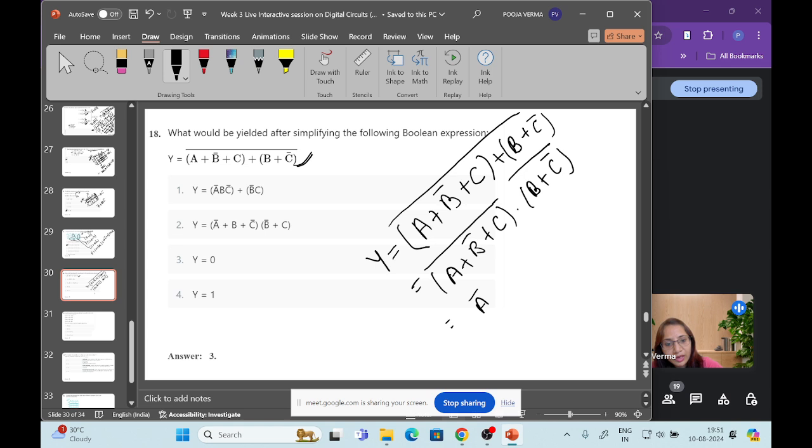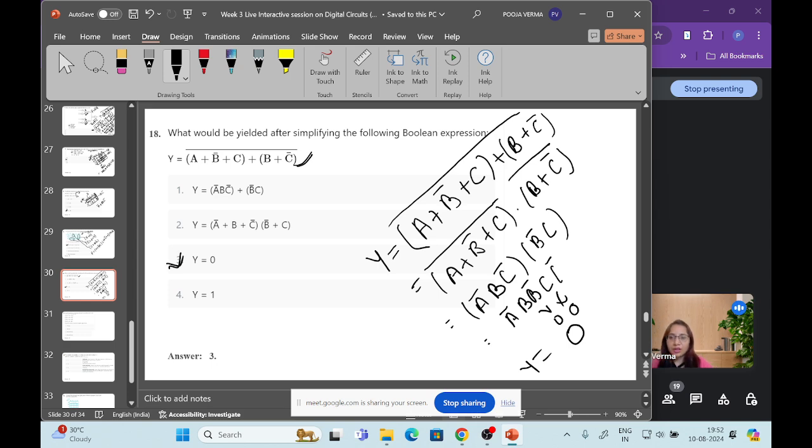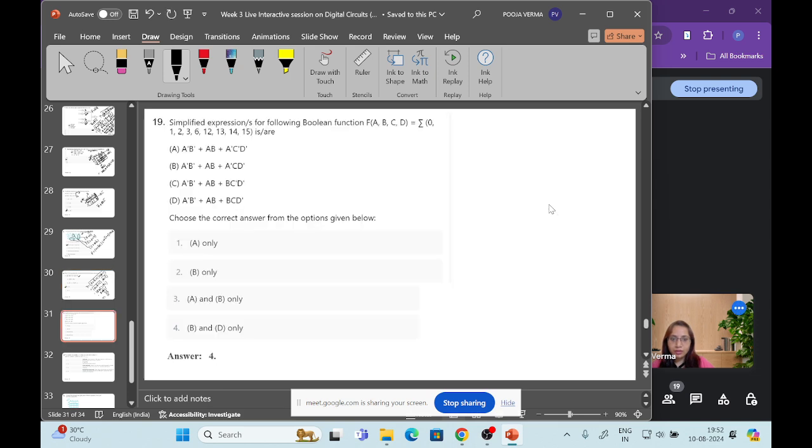Now A dash B C dash, right? B double dash will be cancelled out. I'm writing it here directly, and here B dash C, right? Now multiply and you will get A dash B, B dash C, C dash, and that both will yield 0. So the whole function will be 0 only. So y will be 0. Option 3 is the correct answer for this question. Okay, so I hope all of you are getting it. So moving to the next question.